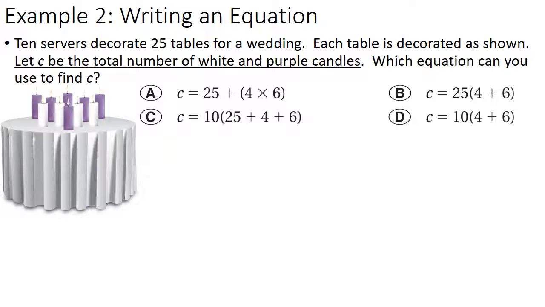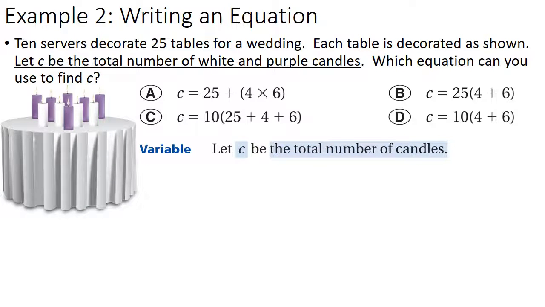The first thing that we are going to do anytime we are solving an equation is to find out our variable. Our variable in this case is C, and they said that right here, that they're going to let C be the total number of white and purple candles. So we need to just say that let C be the total number of candles on the table.